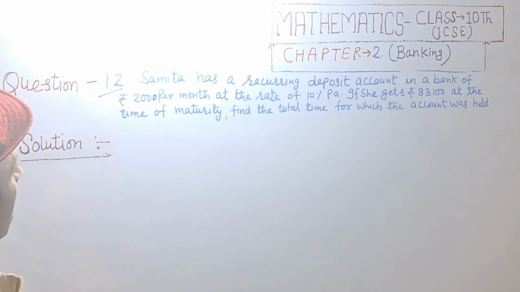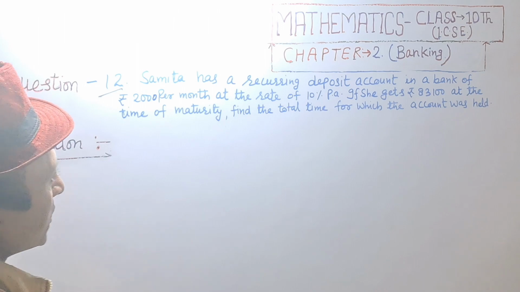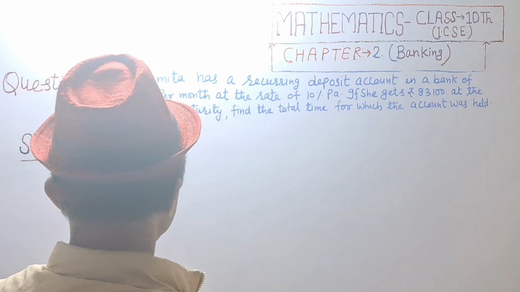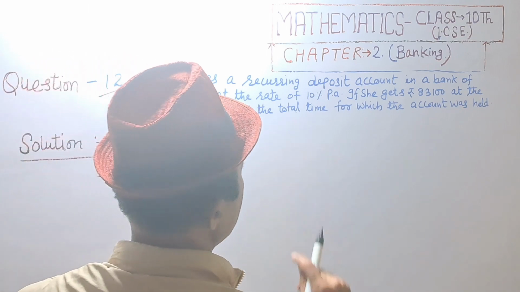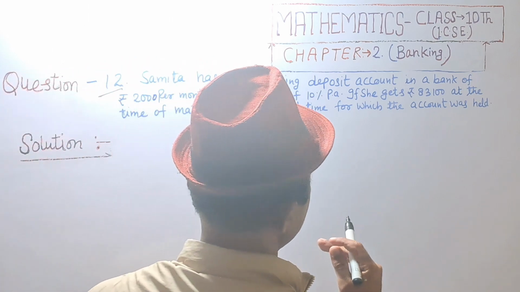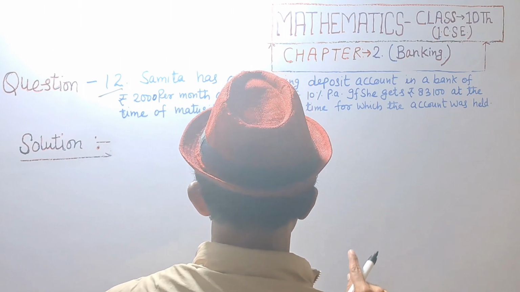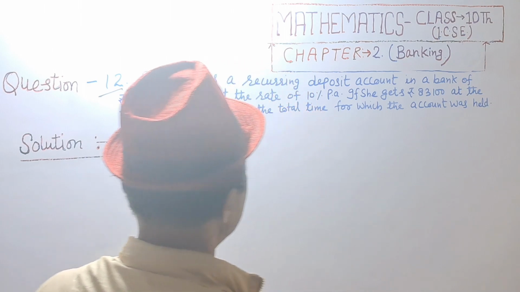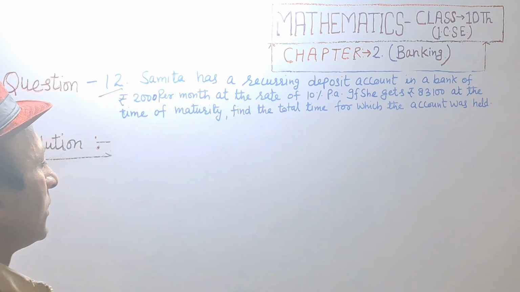Question number 12. Samita has a recurring deposit account in a bank of rupees 2000 per month at the rate of 10% per annum. If she gets rupees 83,100 at the time of maturity, find the total time for which the account was held.